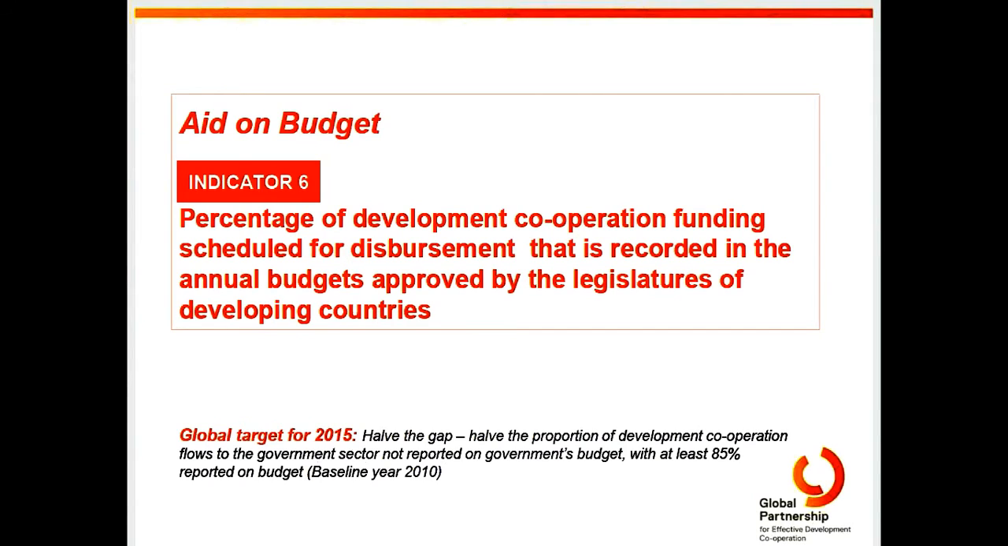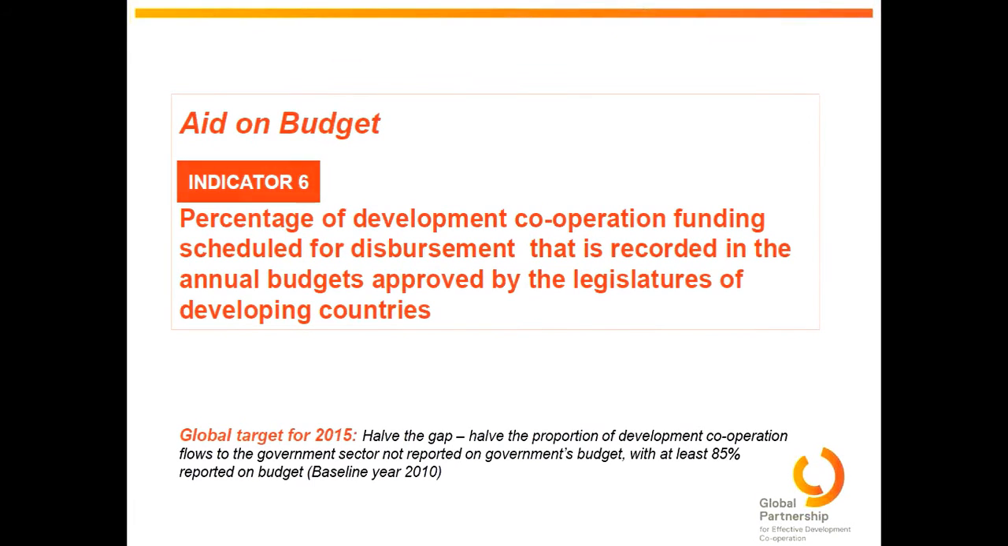And the goal for 2015 for this indicator is also set in terms of having the gap, which I tried to show graphically for indicator 5B. So taking the distance between the indicator of 100% and having that distance, we're trying to reach 85% of development cooperation funding reported on developing country budgets.